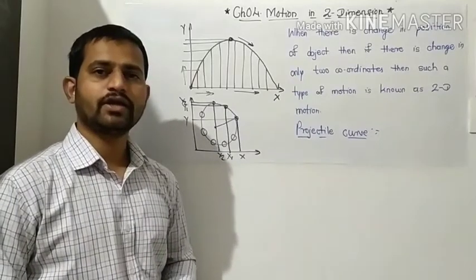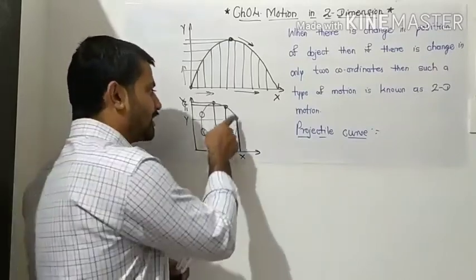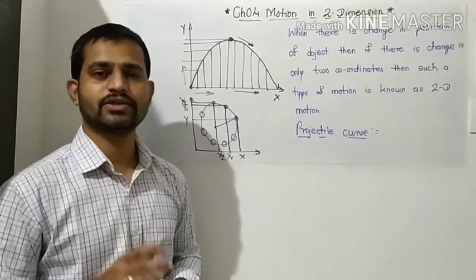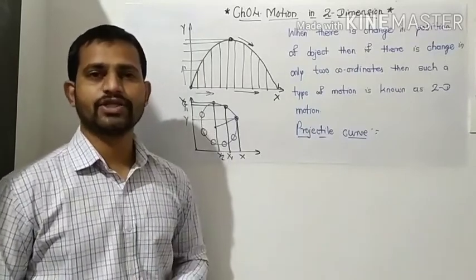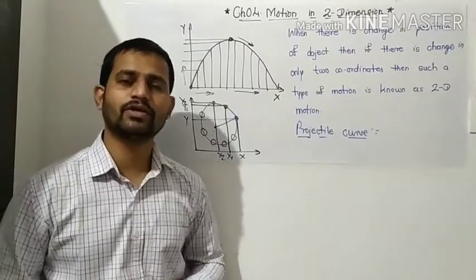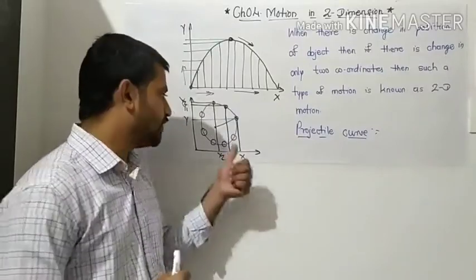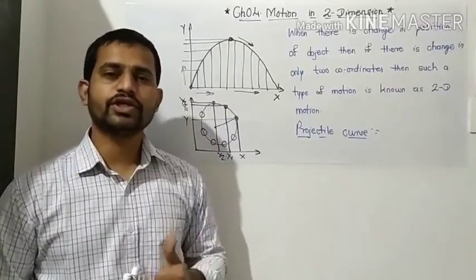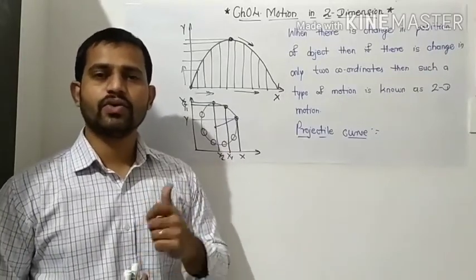So if we think about the motion of a stone tied to a thread, that stone is performing circular motion, but during that circular motion it changes only 2 coordinates, and that's why that type of motion is also known as two-dimensional. Now suppose we think about the plane of motion of this stone. You come to know that the stone is performing its motion only in the xy plane.